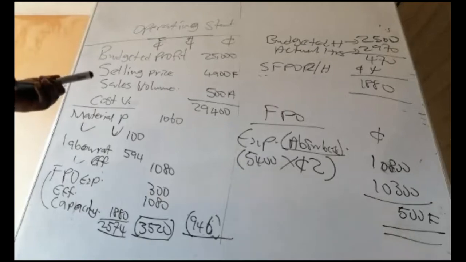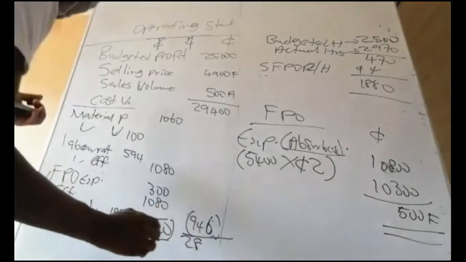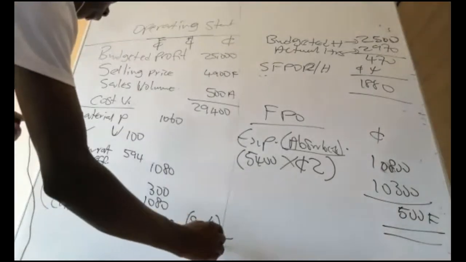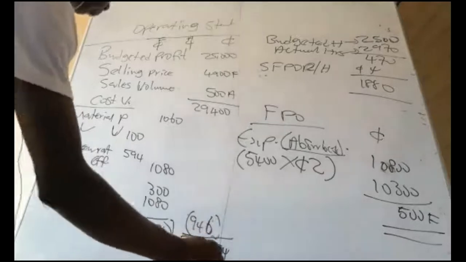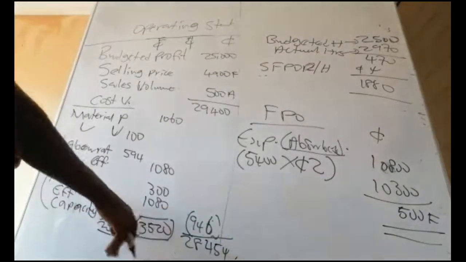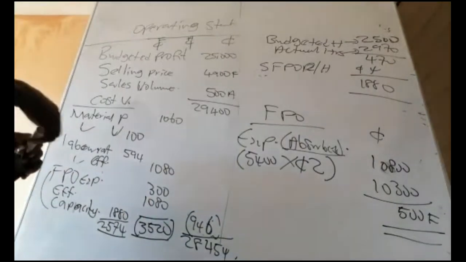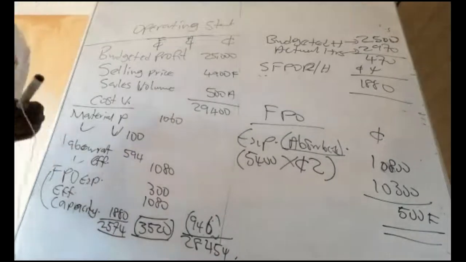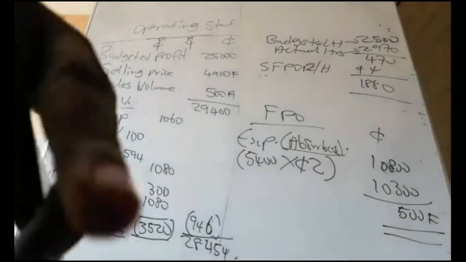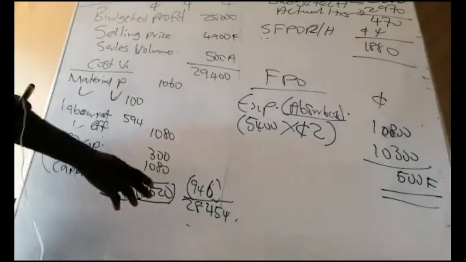29,400 less the answer. That's 28,454. Perfect. So we are done. No, not that. This one is before the selling and distribution costs. This guy is before selling and distribution cost. Okay, good. So this is before selling and distribution cost.